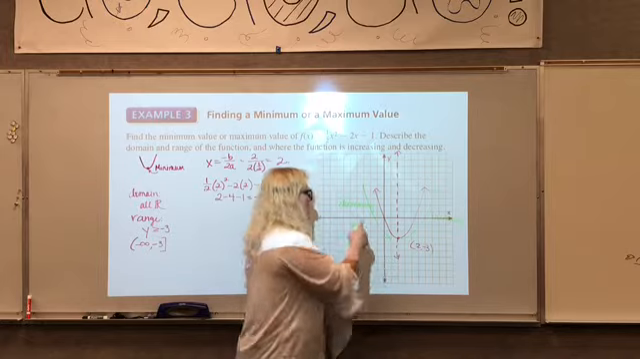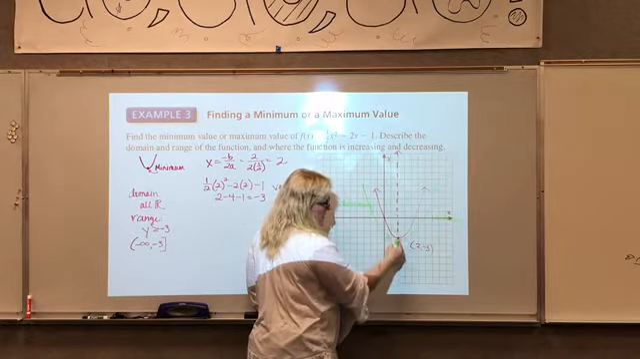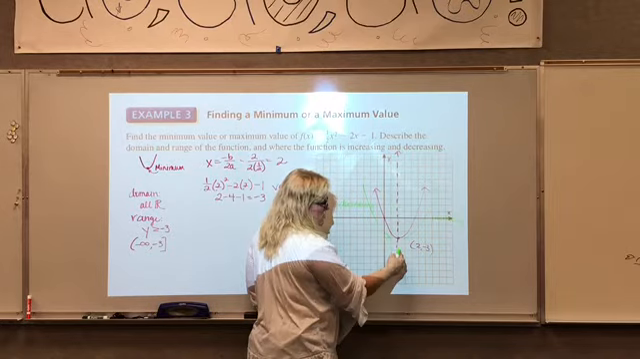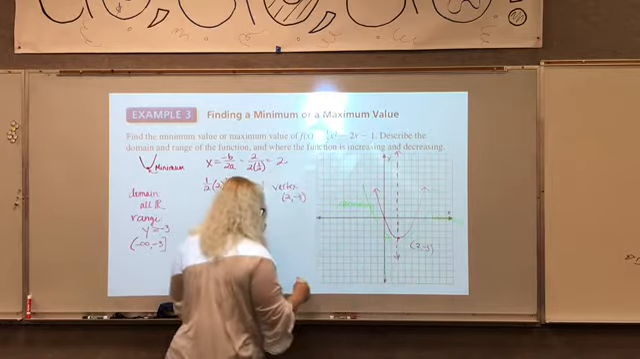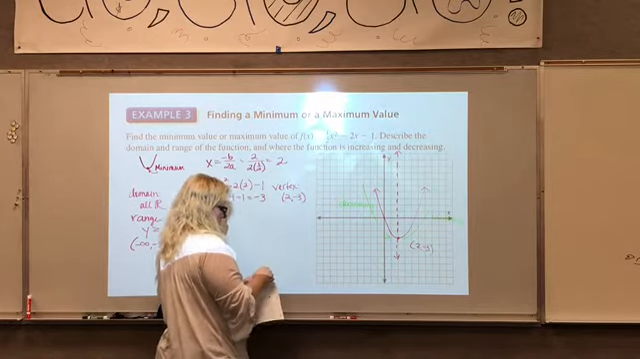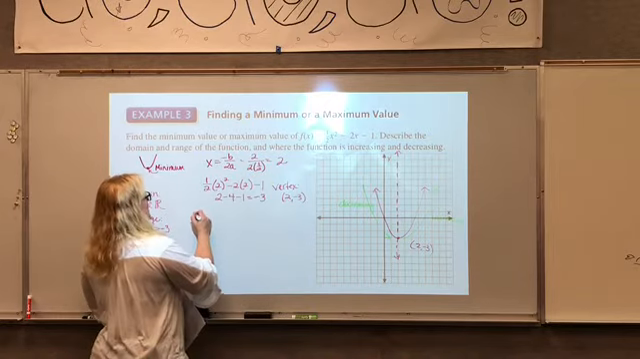So I'm coming along here, and when x is 2, right here, right along this line right here, when x is 2, that's when it switches from decreasing to increasing. I'll use a different marker. Okay, so it's decreasing.